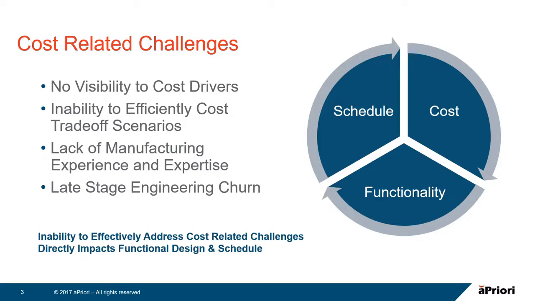The results of all of this tends to be late-stage engineering churn. So if we get one of these areas wrong, right? Say we go to market with a product that's too high of a cost or one that's not manufacturable, it generates ECOs and churn within the engineering process, and ultimately delays to potential product launches. And that's what we're trying to address here.